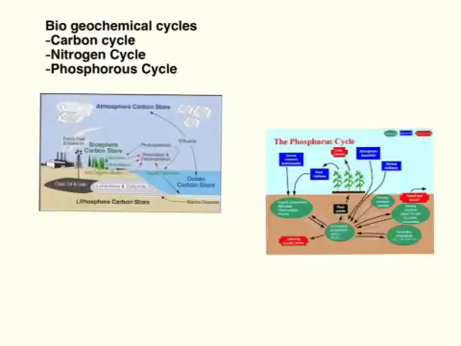Lastly, we're going to talk about biogeochemical cycles. There's the carbon cycle, the nitrogen cycle, and the phosphorus cycle. And here you can see this is the carbon cycle, and this one is the phosphorus cycle.